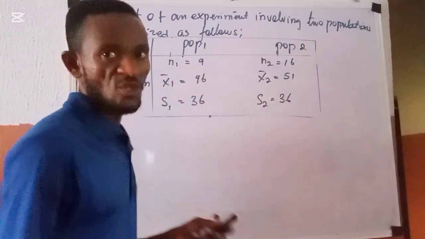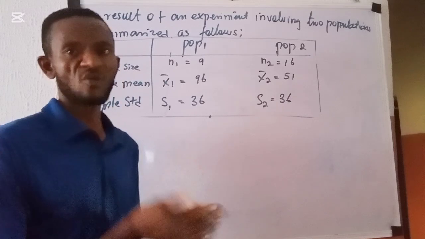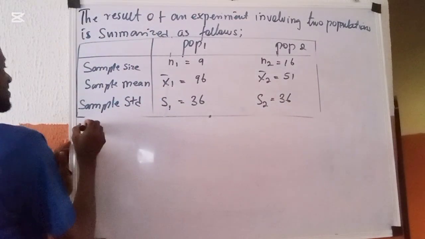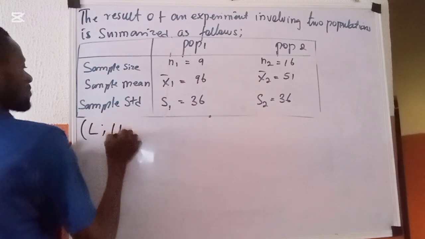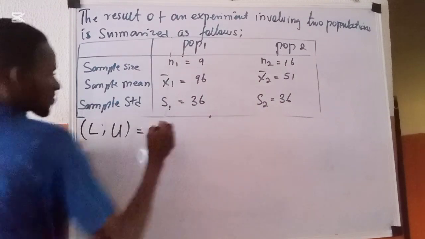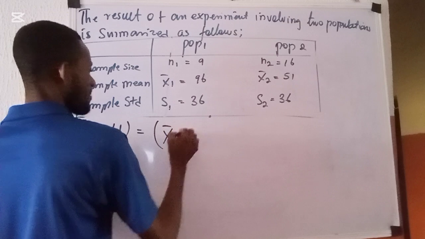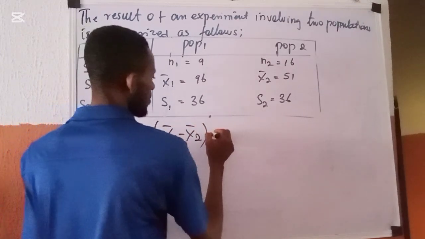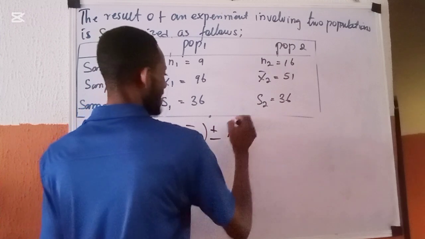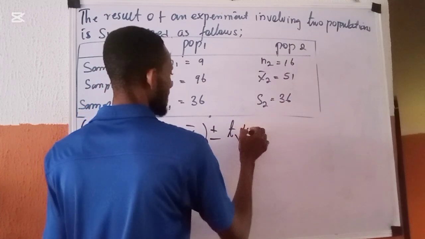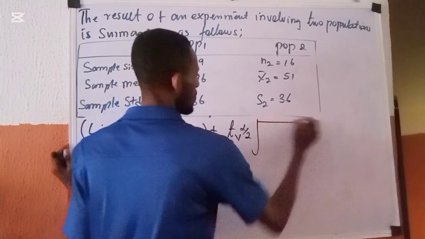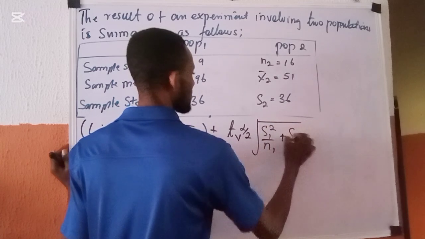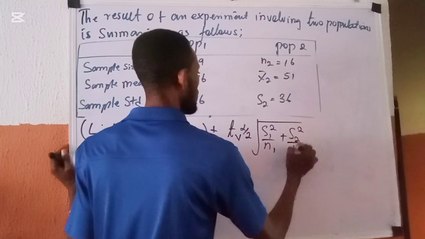This time around, it becomes condition 4. So under condition 4, we are going to use a formula that says our L or U is going to be: we still have x bar 1 minus x bar 2, close it. We still have plus minus t v alpha over 2 times the square root of S1 squared over N1 plus S2 squared over N2.